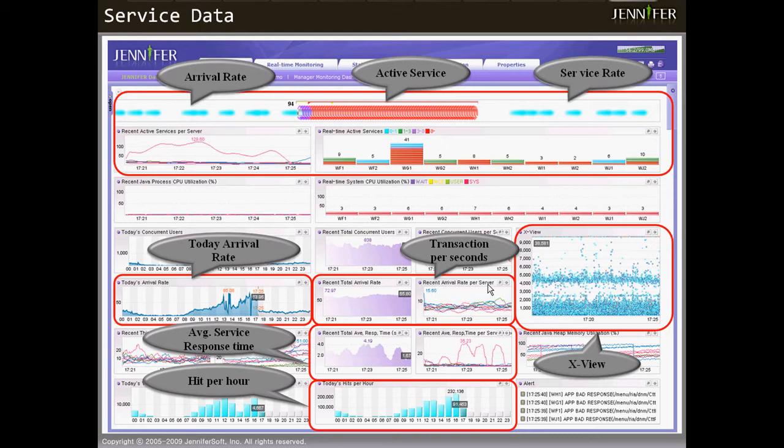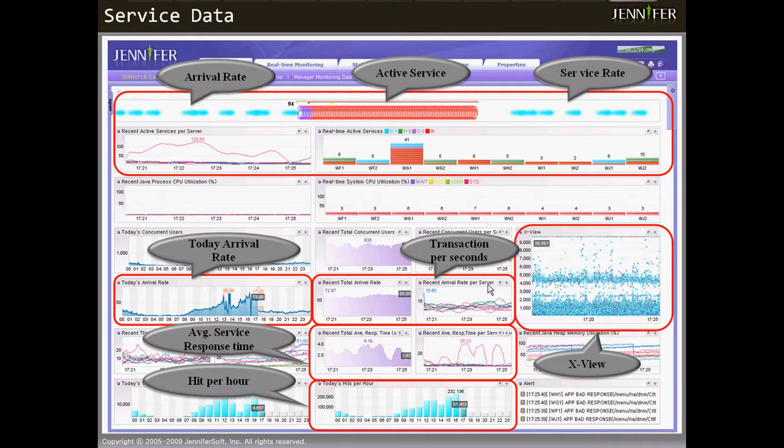Part of the dashboard, which is circled in red, are the modules which are displaying service data, such as number of incoming service requests per second, and total number of services processed per second. You can also see in the screen, total number of services that are currently running, and how many are being delayed. Today's average service response time, and today's hit per hour rate, can be also seen in Jennifer dashboard.